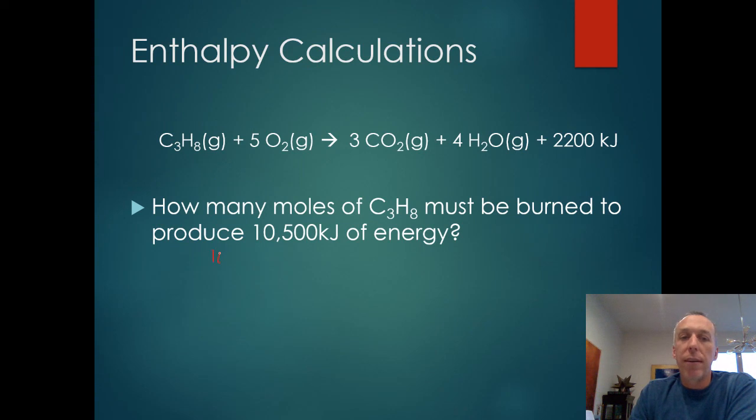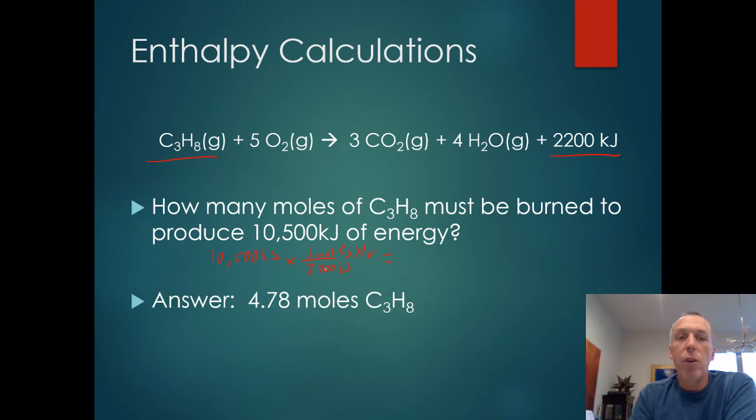So we're going to start with what's given, 10,500 kilojoules of energy. According to the balanced chemical equation, 2,200 kilojoules comes from 1 mole of C3H8. Now another step I could have asked is how many grams of C3H8 need to react. So we could do another step and convert moles to grams, which I know you're capable of doing. But this problem is just asking for moles, so we'll stop right there. We multiply everything in the numerator, divide by everything in the denominator, and when you do that, you end up with 4.78 moles of propane.